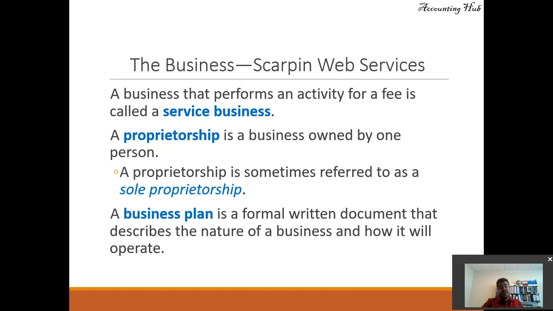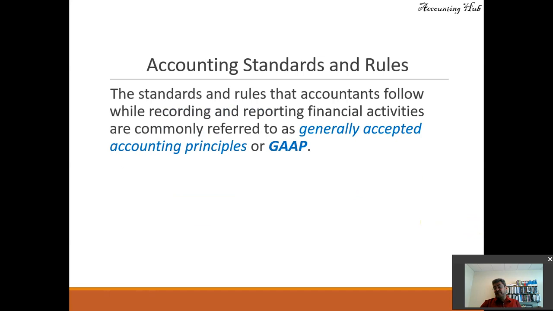A business plan is a formal written document that describes the nature of a business and how it will operate. Very, very important, especially for a small business. And for accounting, we have some standards and rules. The standards and rules that accountants follow while recording and reporting financial activities are commonly referred to as generally accepted accounting principles, or GAAP. Or GAAPs, because it's more than one.